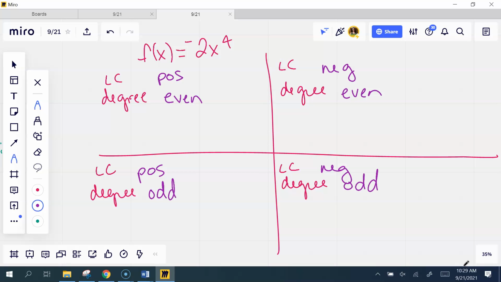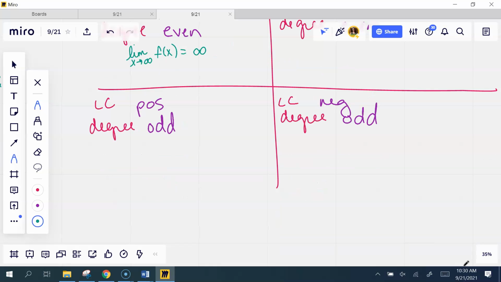All right. So if it's even degree, that means both ends do the same thing. Either both ends go up or both ends go down. Think about a quadratic, right? So if that leading coefficient is positive, both ends are going to go which way? Up. Think about a parabola with a positive leading coefficient. And if it's negative, then both ends are going to go down. So I can write the end behavior this way: this one's both ends are going up.